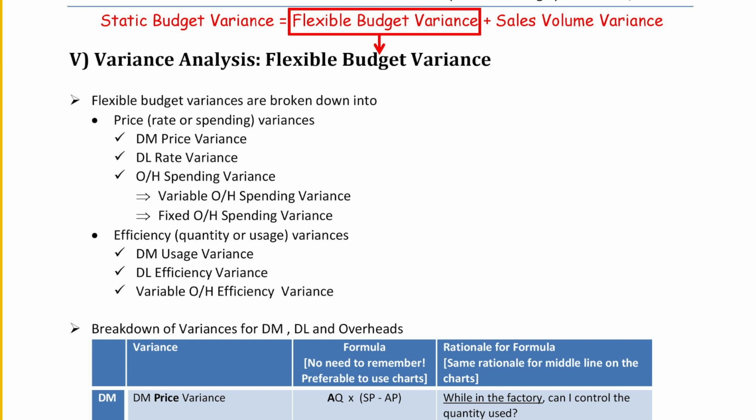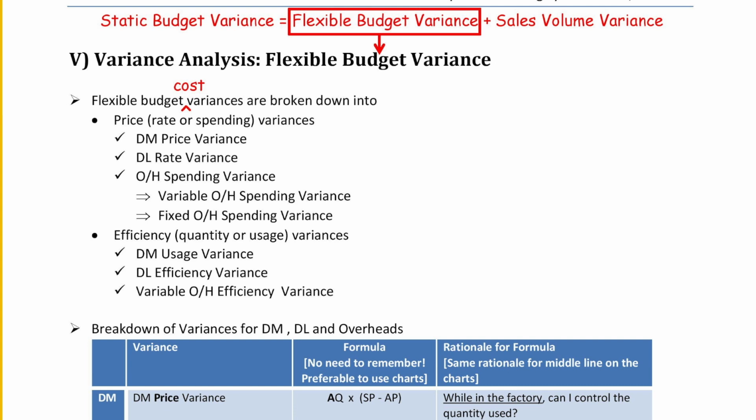Now flexible budget variances include the price or dollar variances for direct materials, direct labor, variable and fixed overheads, as well as efficiency, that's quantity or usage variances for direct materials, direct labor and variable overheads. So all these are cost variances. So these are flexible budget cost variances.